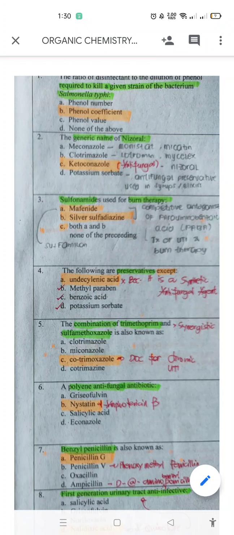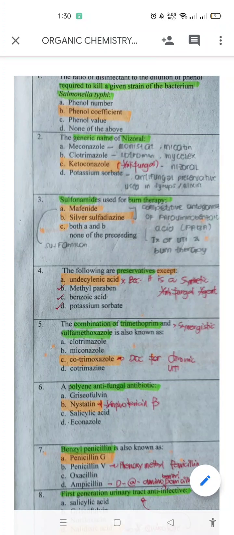Okay, number 2, the generic name of Nizoral. That is your ketoconazole, which is used as a synthetic antifungal. So your Nizoral is a synthetic antifungal agent. And also, it belongs to the class of imidazoles.